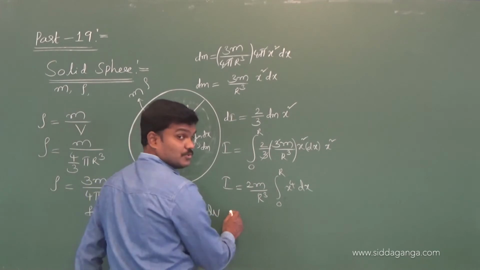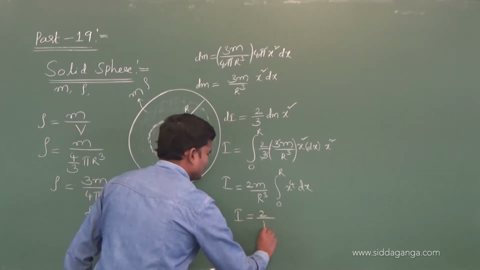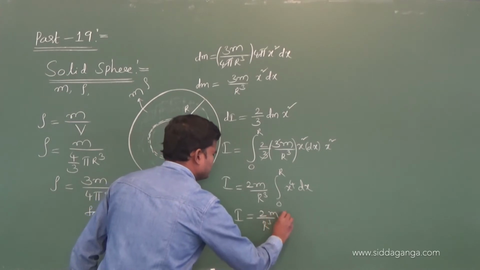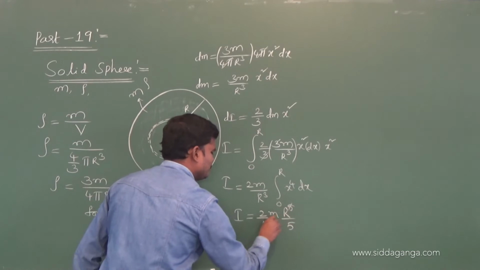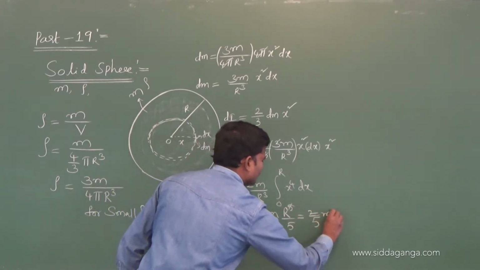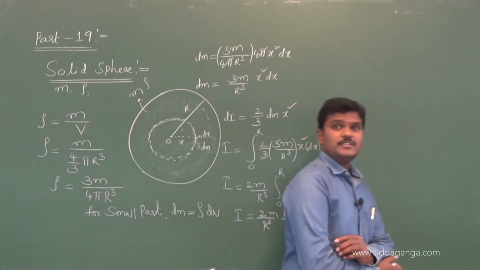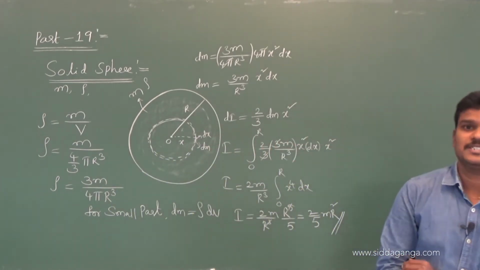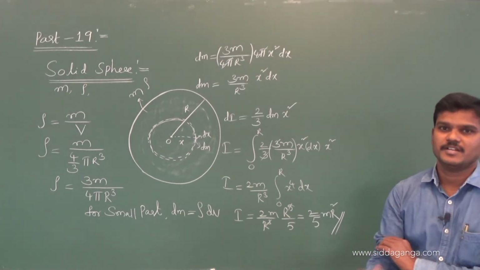So I is equal to 2 by r cube times m times r power 5 by 5. So r cube gets cancelled, and we get 2 by 5 m r square. So what is this now? The moment of inertia of the solid sphere whose radius is r: 2 by 5 m r square.